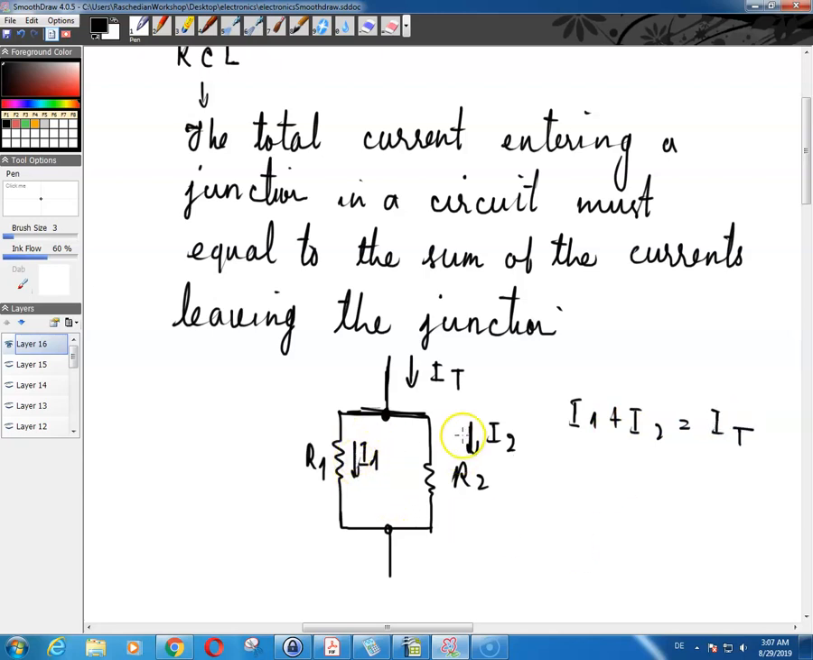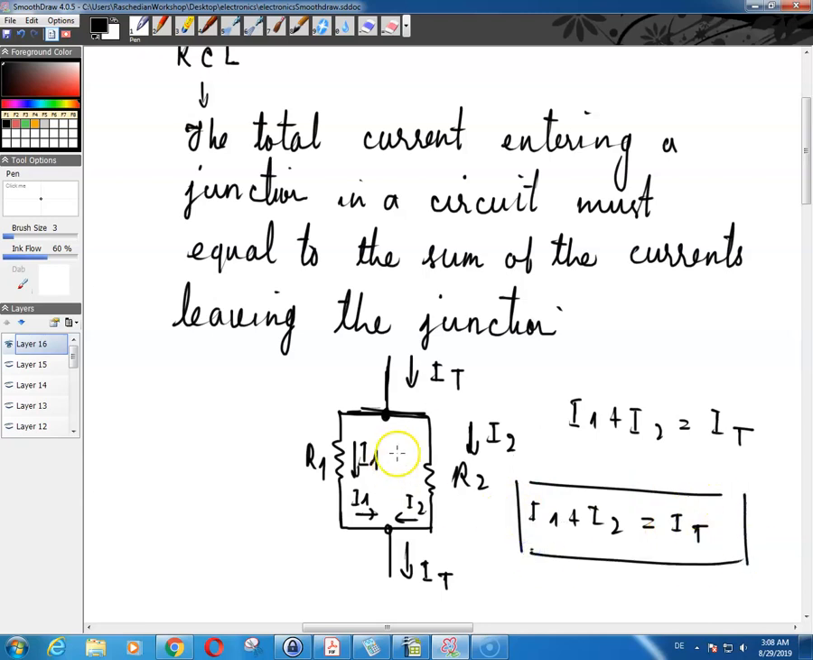Again, over here I1 and I2 come to this junction. This is I1 and this is I2. And then I of t leaves this junction. Again, the total current entering this junction, which is I1 plus I2, is supposed to be equal to I of t. And that's basically the whole story here. That is Kirchhoff's current law.